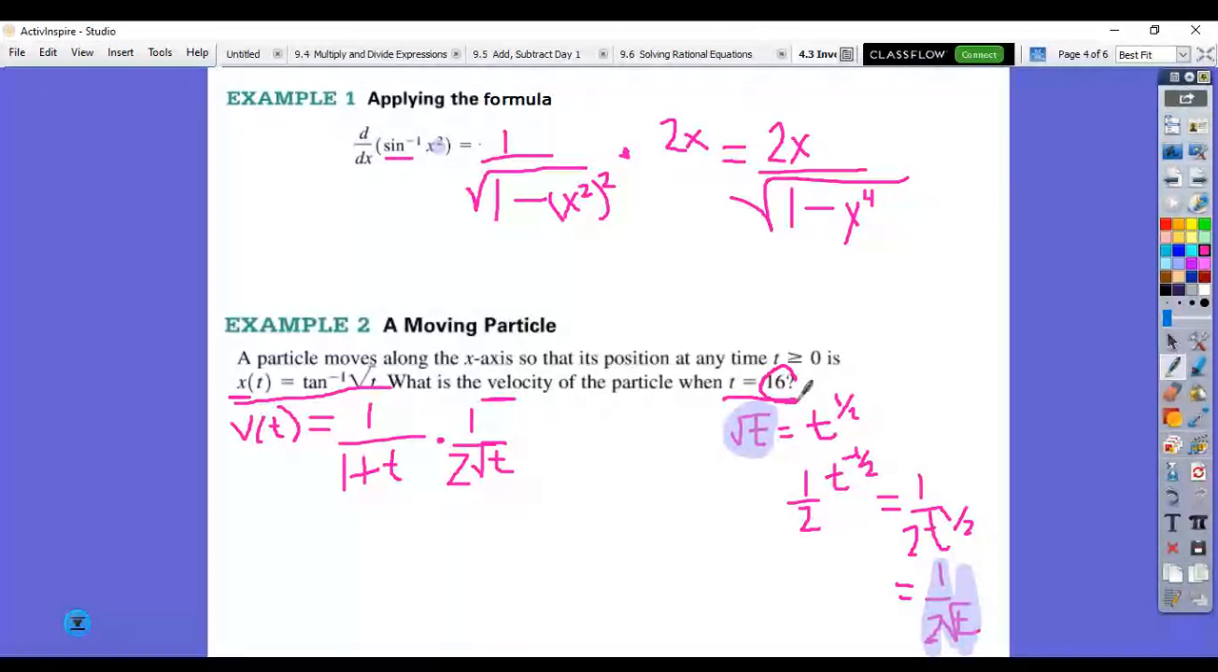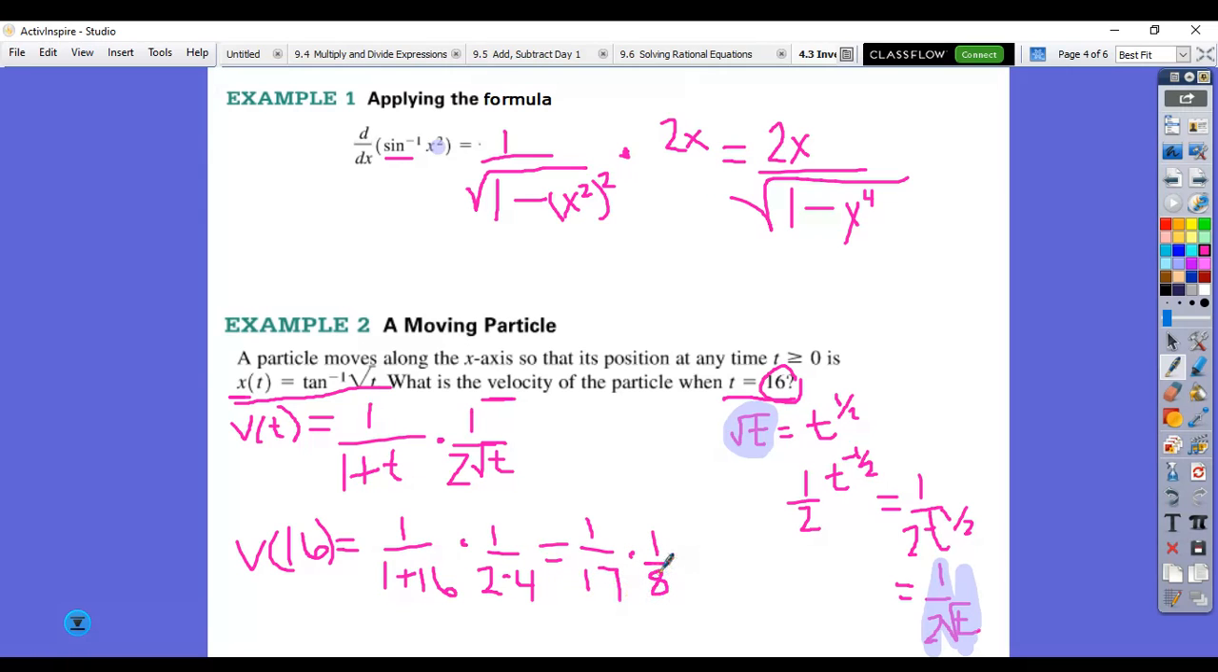Then we find it when t is 16. So we want v of 16, which is 1 over 1 plus 16 times 1 over 2 times the square root of 16, which is 4. So we get 1 over 17 times 1 over 8. This is where my writing gets bad, which is just 1 over 136.